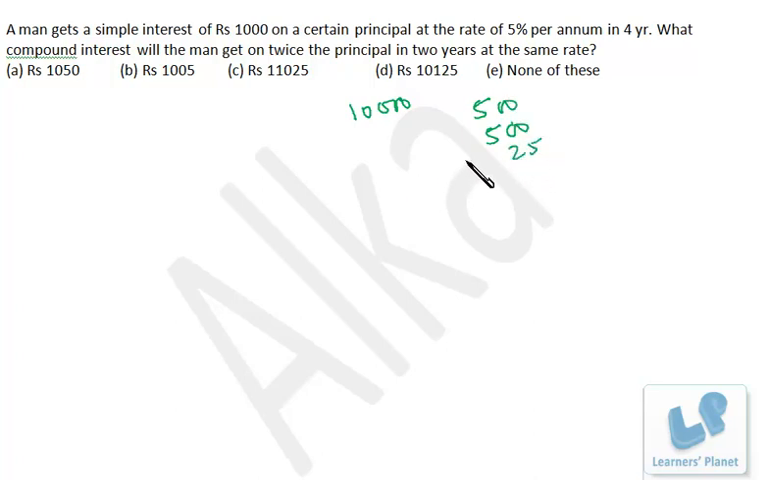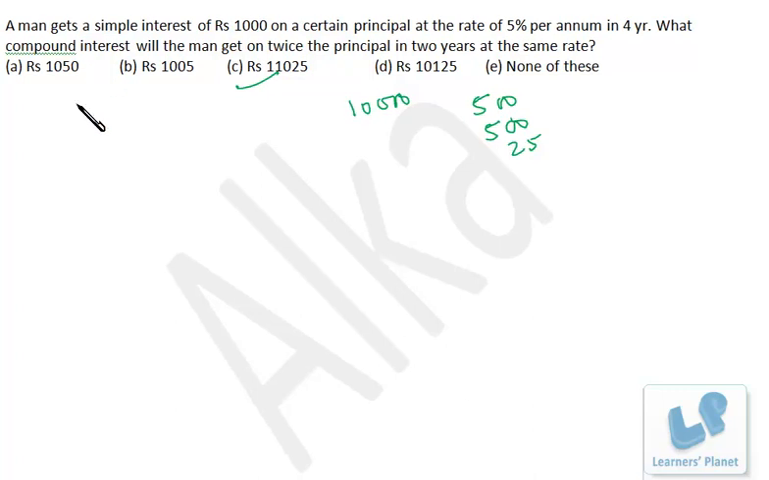Getting my point? No need to go for complicated calculations. It's 1,025 that he is going to get as interest. So the amount will be 10,000 plus 1,025. That is 11,025. Okay. So we calculated the amount, but in this case we are asked about the compound interest. So that must be 1025. So that's not there in the options. So it's none of these. Okay.